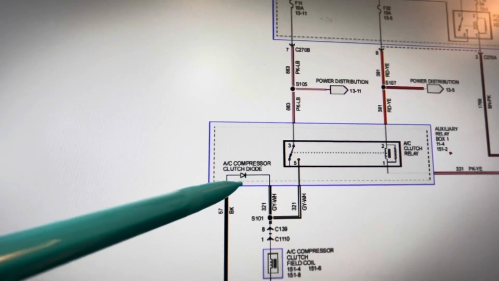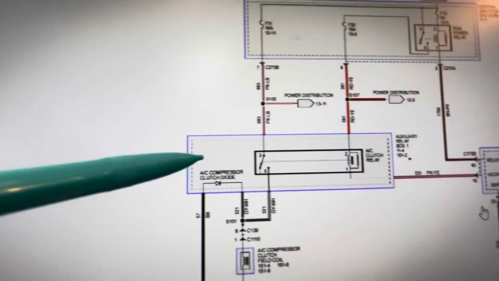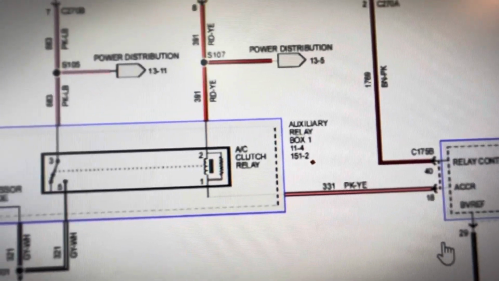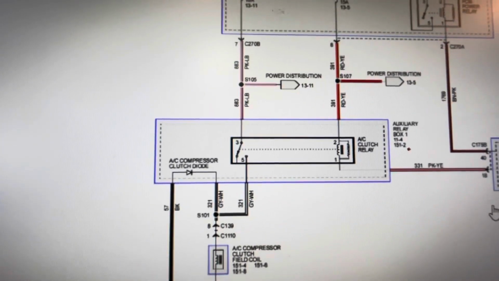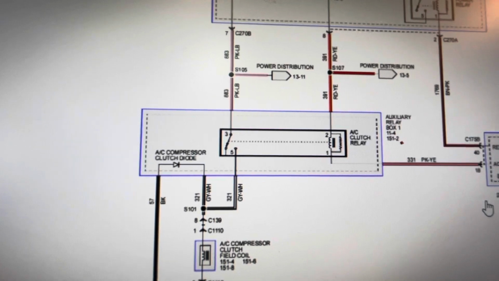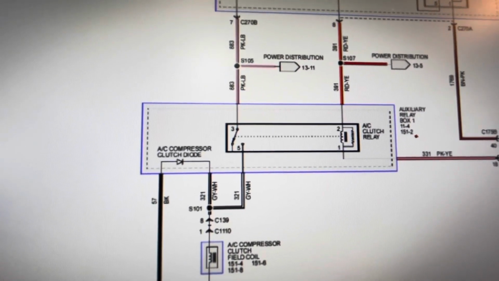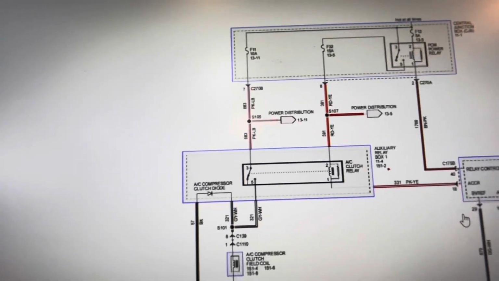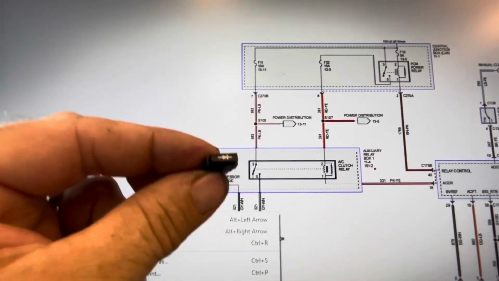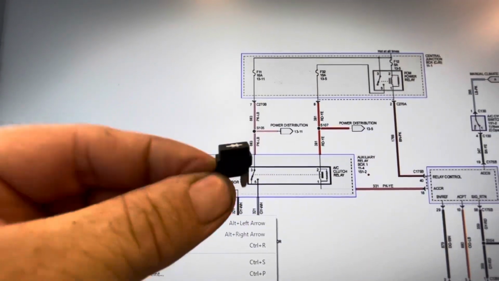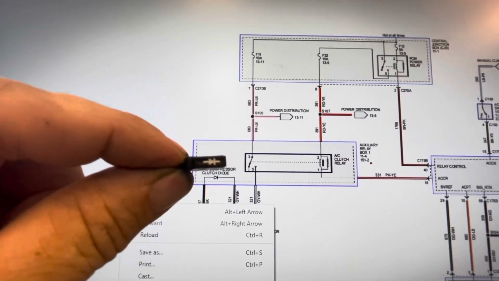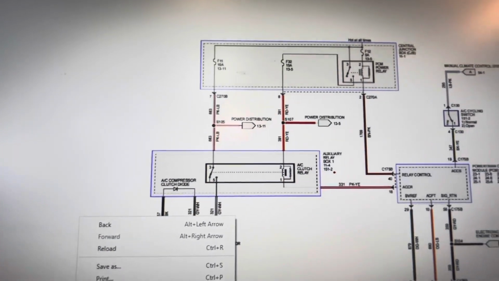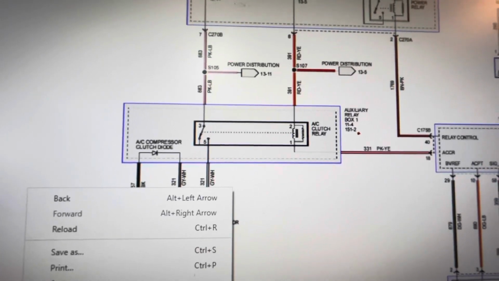So this AC compressor clutch diode was our problem, and that is in the auxiliary relay box, which is on the driver's side inner fender well underneath the hood. It's got a couple of relays, and it's actually got two of those diodes. It's a little diode like this right here. And I could not find it at any local auto parts store, so I had to go through the Ford dealership and get one ordered. We got that diode. It would work.